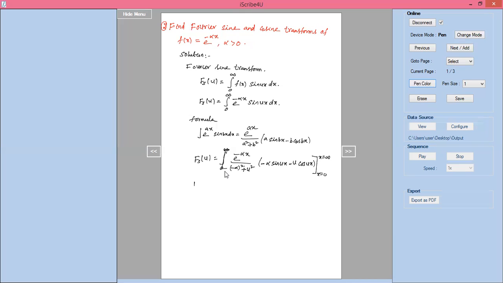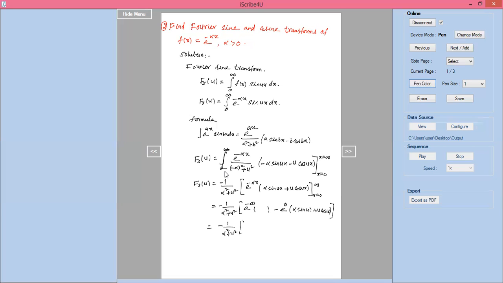Now fs of u equal to: applying the limits, I'll take 1 by alpha square plus u square outside. Inside is e power minus alpha x, and I'll take the minus outside as well: e power minus alpha x into alpha into sine ux plus u into cos ux, x from 0 to infinity. Now applying the upper limit, minus 1 divided by alpha square plus u square, the upper limit gives e power minus infinity into something, minus the lower limit, e power 0 into alpha into sine 0 plus u into cos 0.